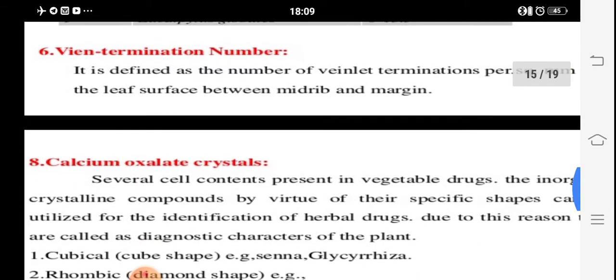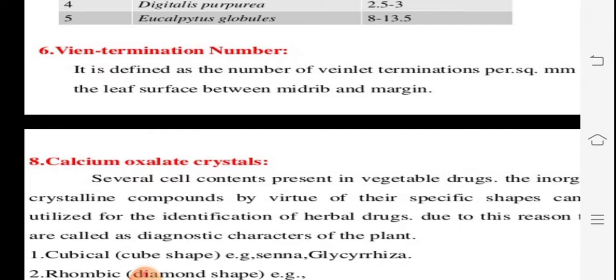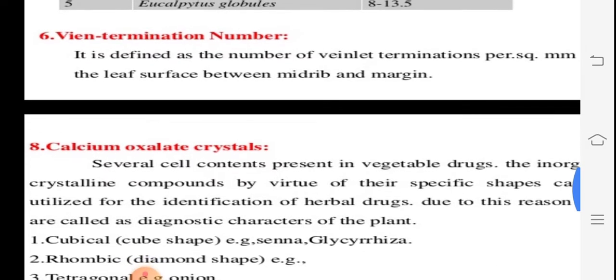Then vein termination number. This concept is new to you, but it is defined as the number of veinlet terminations per square millimeter of the leaf surface between the midrib region. From the midrib, how many veins are developed? So this is called a vein termination.